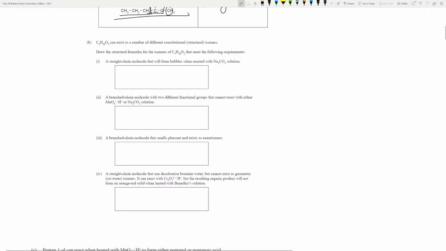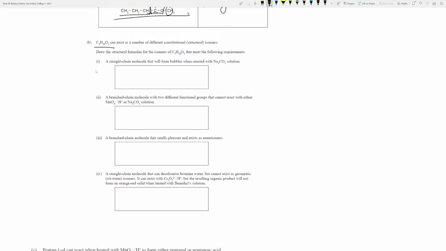C5H10O2. Oh, I love this type of question. This requires you to actually understand quite a few things: understanding the reactions, isomers, and enantiomers, lots of different things. So every single one of these answers would have a molecular formula C5H10O2. So draw the structural formula.